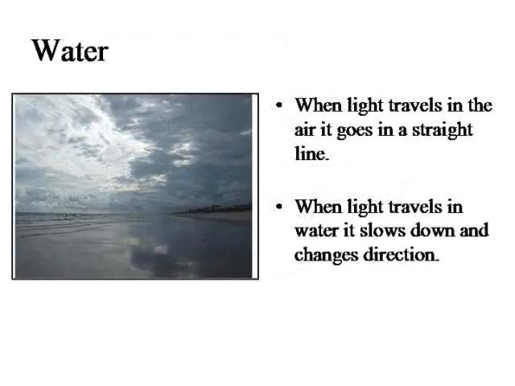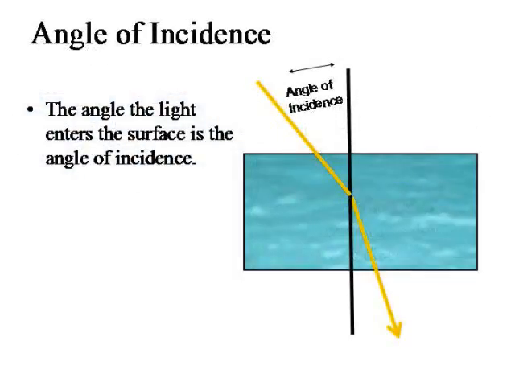Water is one medium that we'll look at. When light travels in the air, it goes in a straight line, but when light travels in water, it slows down and changes its direction. We'll use water as a medium to look at measuring the angle of incidence. The angle that the light enters the surface is the angle of incidence. You'll notice in the diagram to the right that the light's hitting the water. The angle that the light hits the water is the angle of incidence.